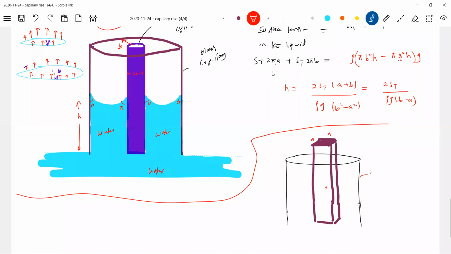This is a glass capillary. Rectangular rod, I write it. And the water will rise to certain height. These are the ways in which numericals will be tested for you. Shall I go for the next one? Please do workout.